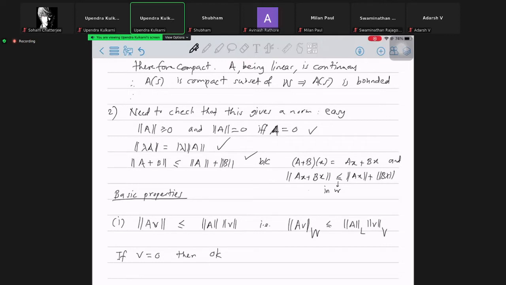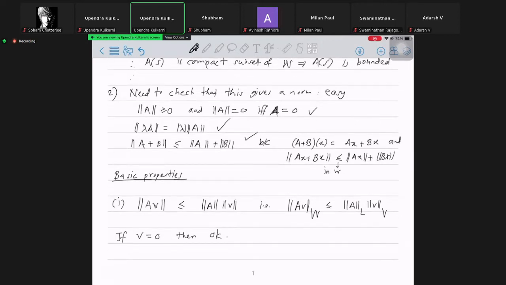Okay, so what do I do in general? If v is not 0, then I just let u equal v divided by the norm of v. Of course, notice that the norm of u is equal to 1. So what gives now? I know that the norm of A is greater than or equal to the norm of A applied to u, because the norm of A is the supremum of all of these things.